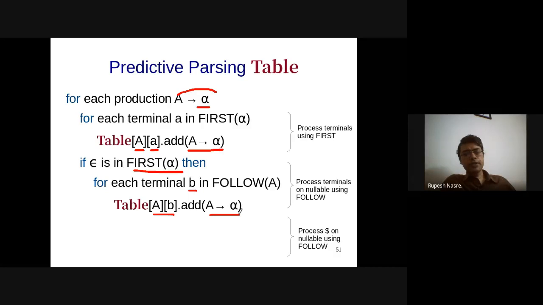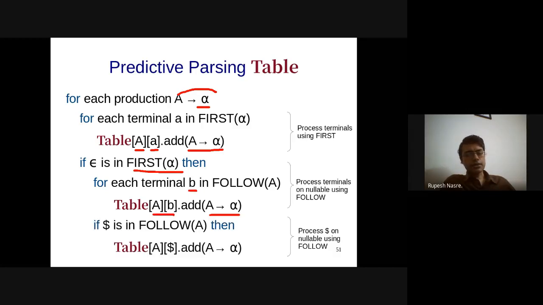Then the special case of dollar, which just says that if this dollar is in the follow of A, then just add table of A dollar as A deriving alpha. This we need to do for all the productions, and that gives you the parsing table. Note that the functions that we are using here are first and follow, and nothing else is required to construct that parsing table. Of course, the creation of that parsing table, that is the geometry, what are the columns and what are the rows, needs to be figured out.